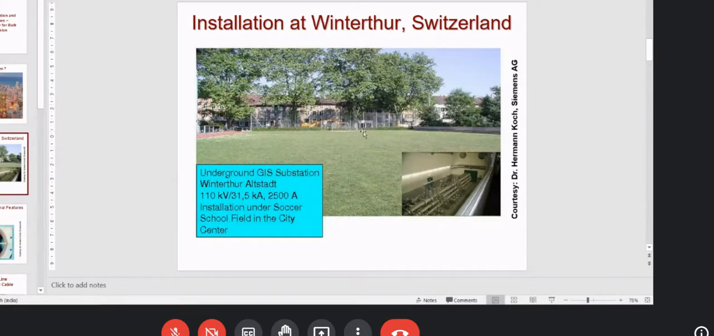And people or children playing on this soccer field will not be able to tell. They probably don't even know that this substation is there. Otherwise, they would be very much scared. But that's the beauty of technology, that technology has gone up to that level and with that safety. Because if there is not enough safety, the local administration will not allow it.